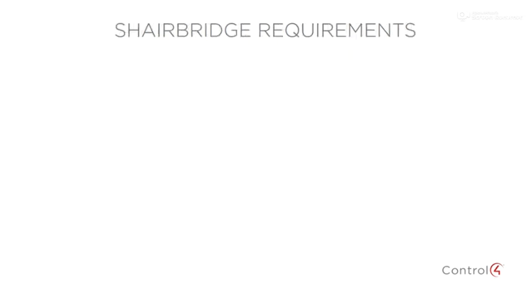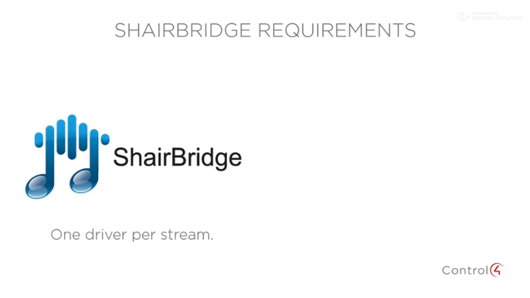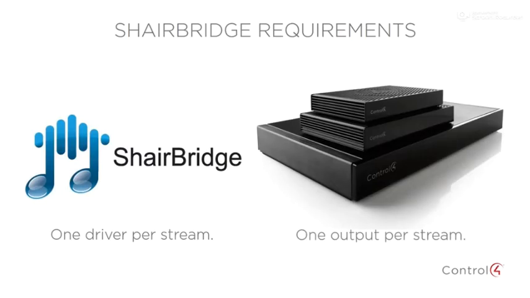Each AirPlay stream requires a unique ShairBridge driver. If your customer wants to be able to stream AirPlay from 2 different iPhones simultaneously, you need 2 ShairBridge drivers, 1 driver per stream. Each AirPlay stream also requires a physical output from a controller connected to a receiver or an amplifier. You can only play as many streams as you have outputs on a controller. 1 stream per physically connected output on a controller.